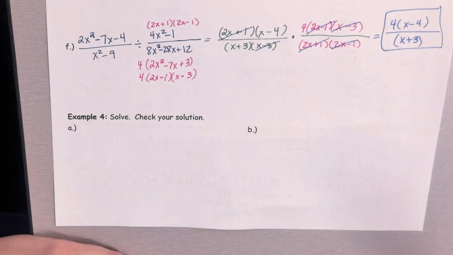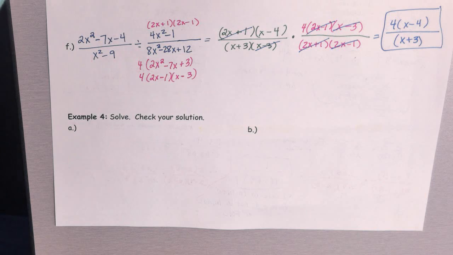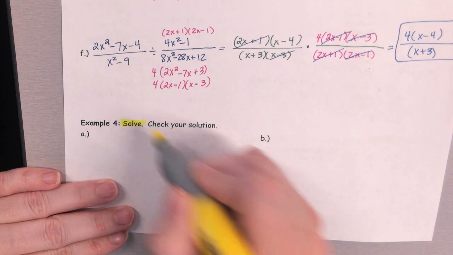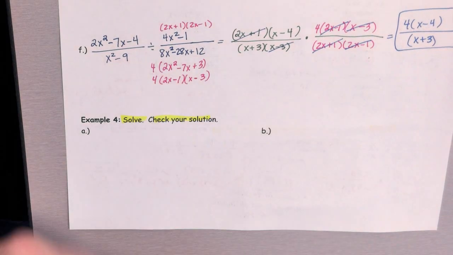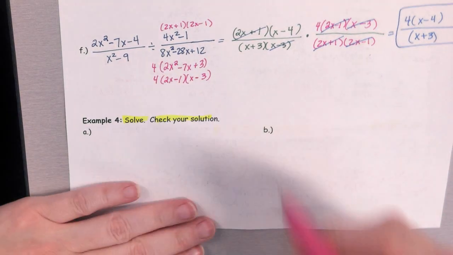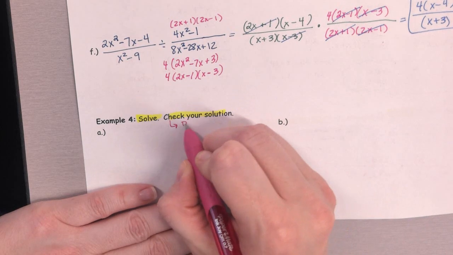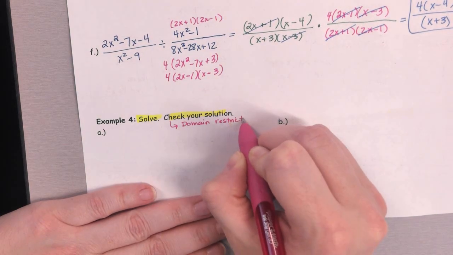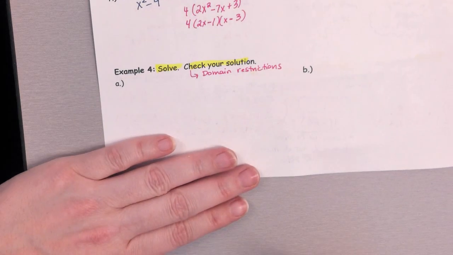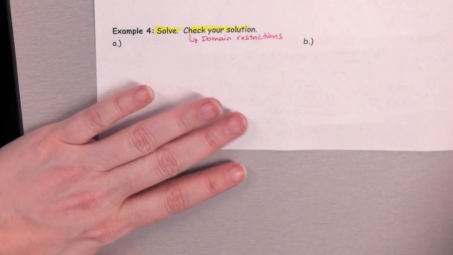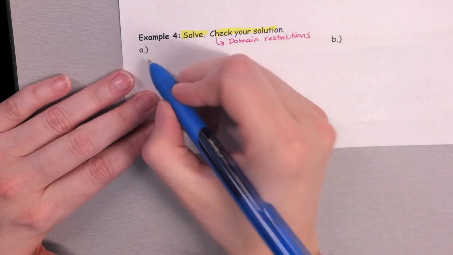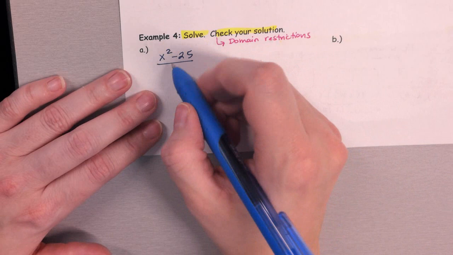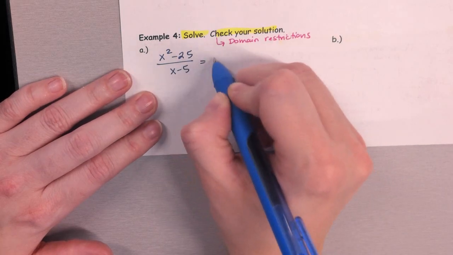Alright, and then the last thing we're going to do today, we're going to use that same strategy to solve. And then you do have to check your solution, and that's because you have to make sure that you pay attention to the domain restrictions. So now that we're solving, you're going to have an equation. So your equation is x squared minus 25 over x minus 5 equals 14.